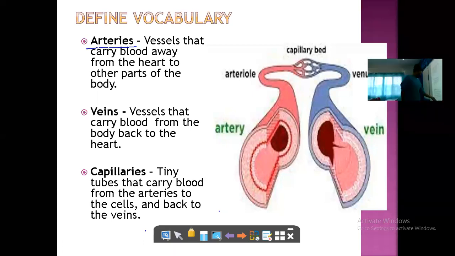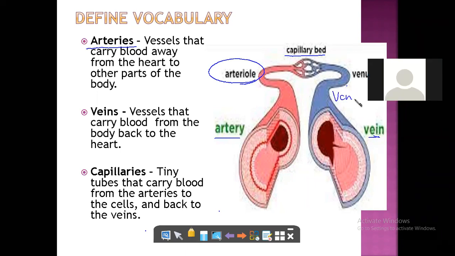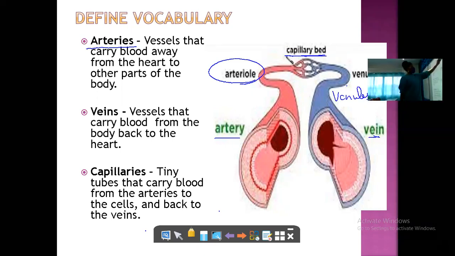Okay, here is a diagram representing artery, vein, and the capillary bed. Arterioles are very tiny branches of arteries that connect larger arteries with the capillary bed, the capillaries. Veins are connected by the venules to the capillary bed. The capillary bed is the region where substances get exchanged.